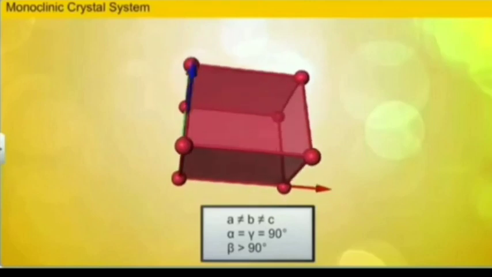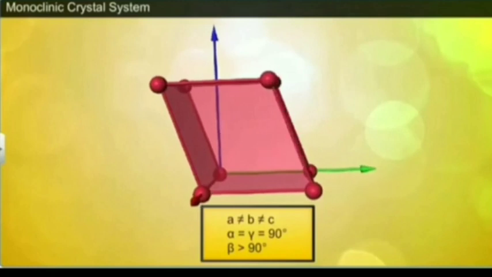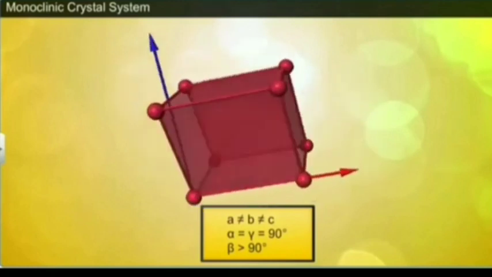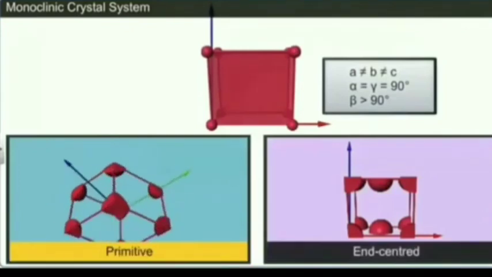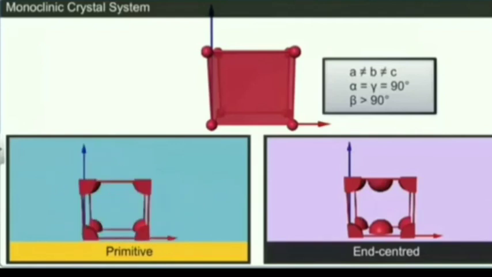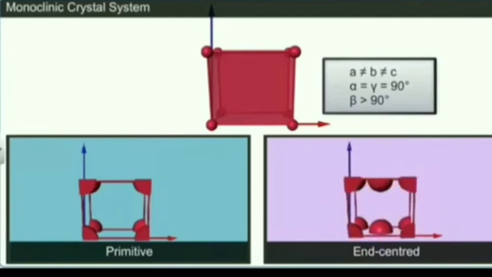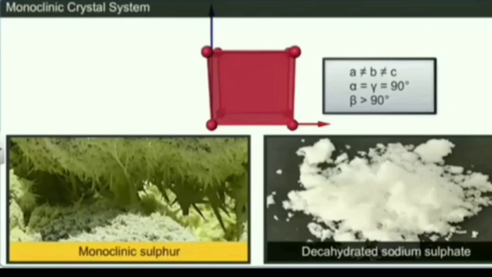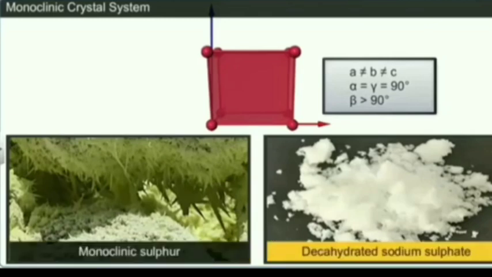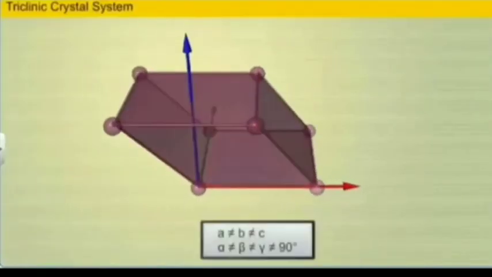Next crystal system is the monoclinic crystal system. In this, A is not equal to B, which is not equal to C. Alpha is equal to gamma, which is equal to 90 degree, but beta is not equal to 90 degree. Possible variations: primitive and end-centered unit cell. That means these 2 possible variations are seen in our nature. For example, monoclinic sulfur, sodium sulfate decahydrate, Na2SO4·10H2O.